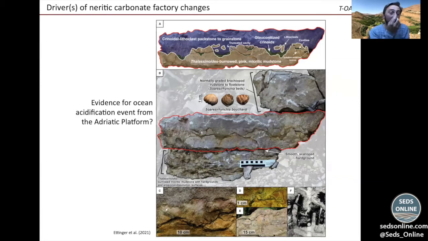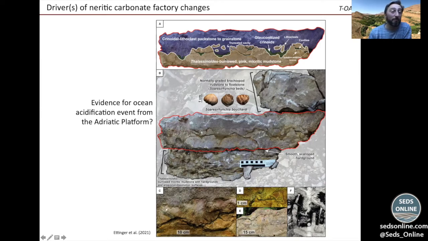We don't have clear evidence for that in Morocco, I have to say, but Rowan, together with her student Nick Ettinger, and other co-authors went to the Adriatic platform, right? And they did find, associated with the onset of the TOE, this very large erosive surface where they couldn't really observe any evidence for subaerial exposure.